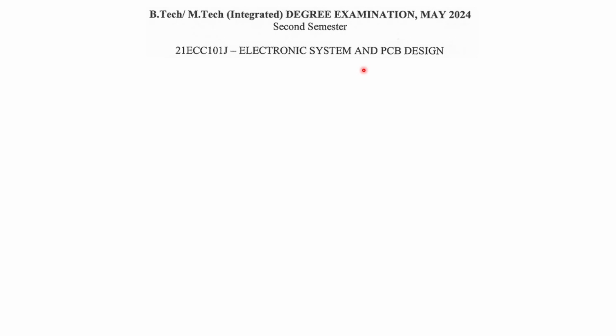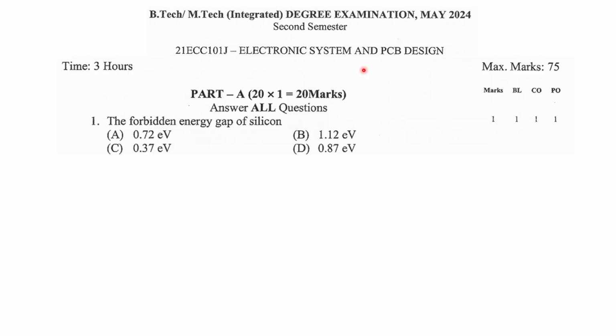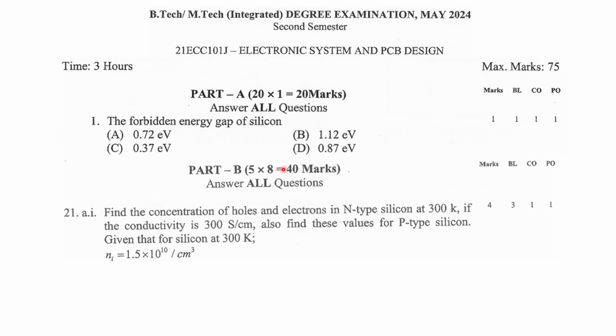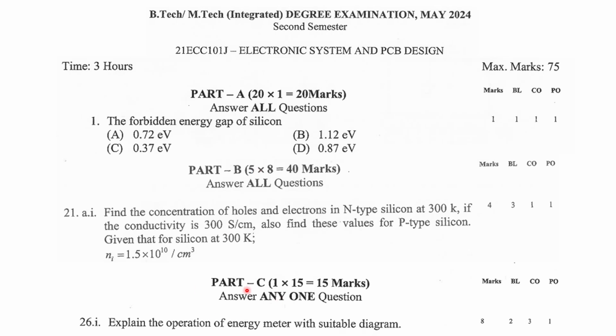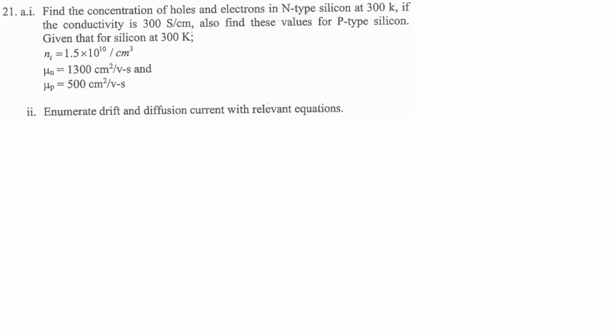In the previous session, we already discussed the questions asked in the previous year, that is 2025. The pattern is almost the same, so you can check it here. Total marks will be 75, and there will be three parts. Part A will contain 20 MCQs. Part B will contain five short-type questions, each of 8 marks. Part C will contain two questions, out of which you have to solve only one, carrying 15 marks. So this is the pattern.